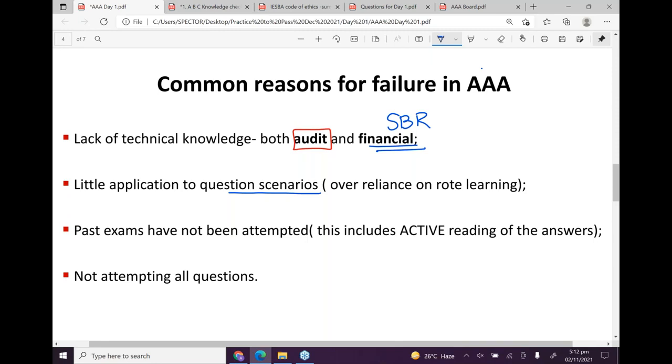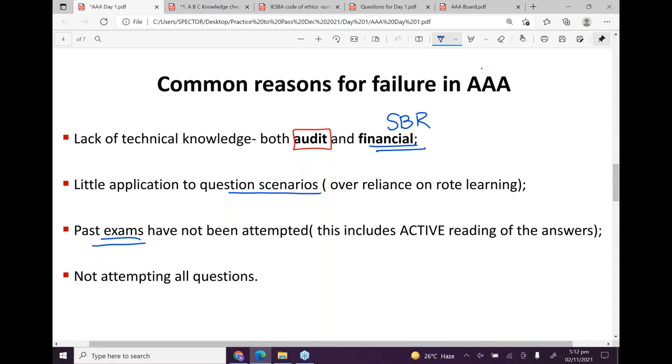Something combined is not attempting the past exams. I really do hope you guys haven't made this mistake, because if you haven't done the past exams before you actually go to your exam, there's no way you can pass this paper. And attempting past exams does not mean read the question, read the answer. If you're unable to write down the answer to every single question, that's absolutely fine.